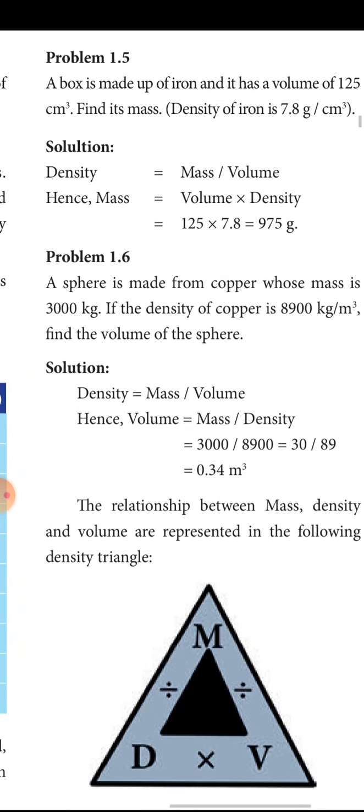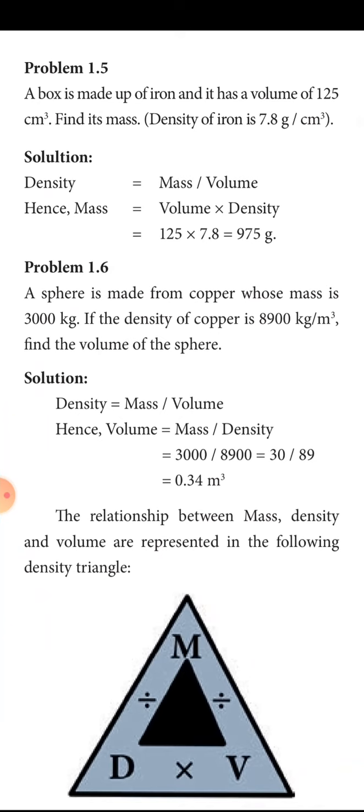Then some problems are given for you. In that problem, first see what data is given. Volume is 125 and density is given. So in this formula you know the density and volume, only mass you have to find. Then in the second problem, density is given, mass is given, volume you have to find. In such a way the formula has to be changed. For this the triangle is given. In the first page itself I explained the triangle and the relationship between density, mass and volume.